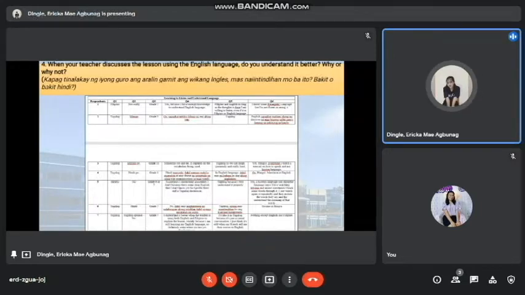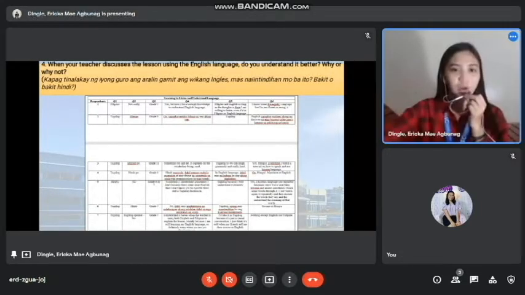In question number 4, the question is, when your teacher discusses the lesson using the English language, do you understand it better? Why or why not? The result is 19 responded that they understand the lesson better when it is discussed by the teacher in English language. 7 responded that they sometimes understand it better when the English language is used to discuss the lesson, and 4 responded that they do not understand it better when the lessons are taught in English.